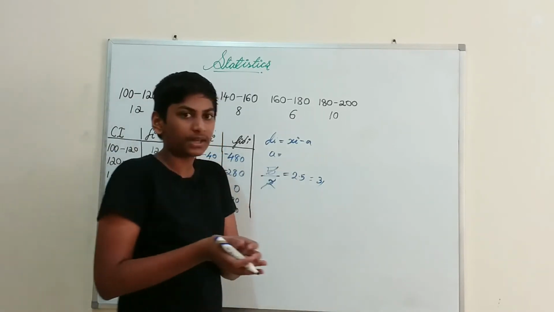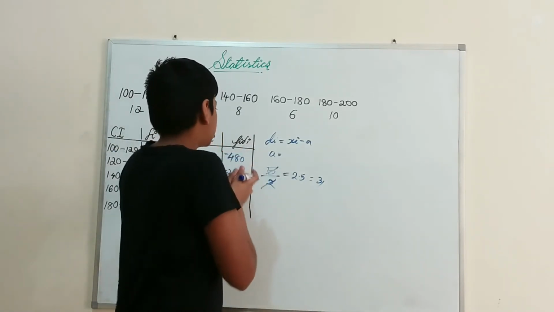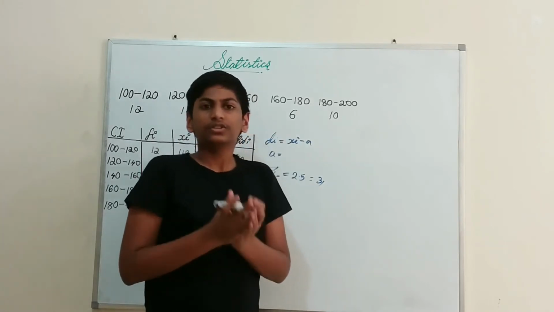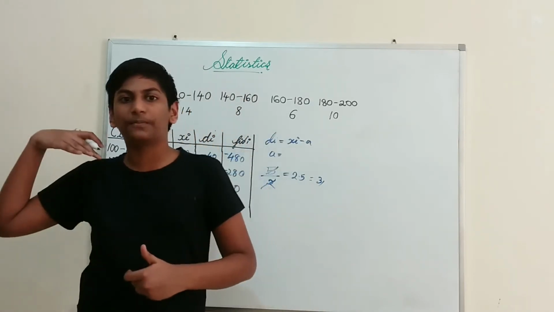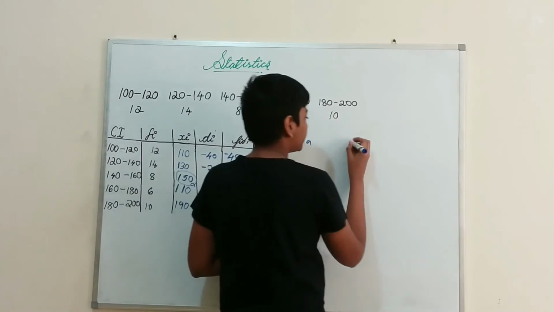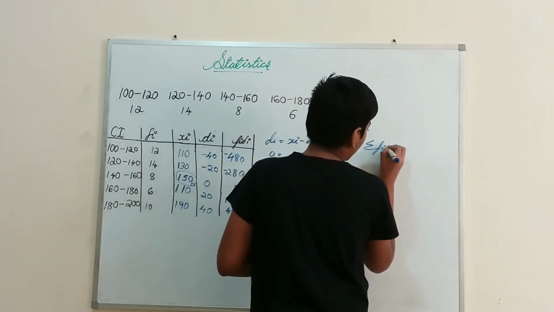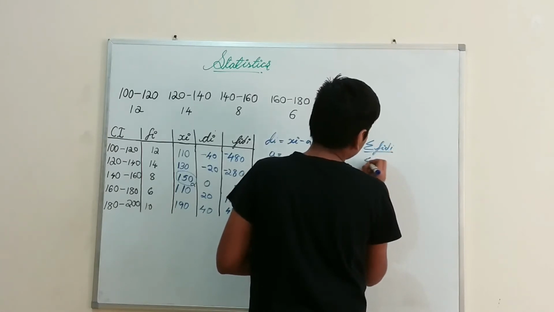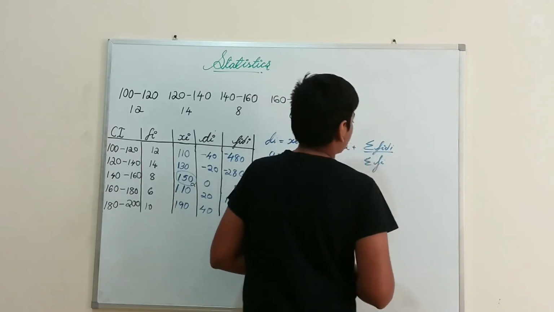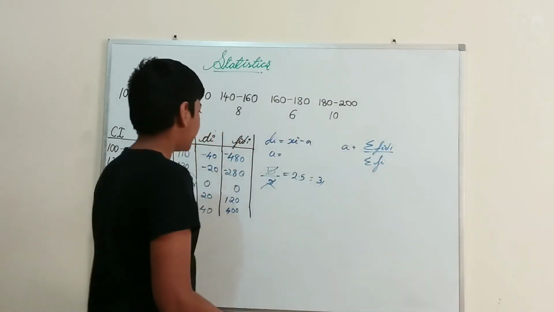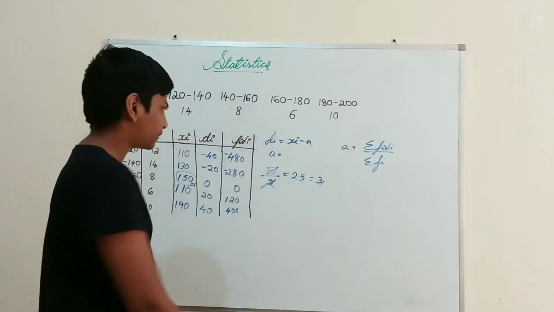So there should be a formula, right? To find this DA, a new thing is coming, so the formula will also be modified. The formula is A plus sigma of Fi di by sigma of Fi. This is our formula. Now what I need to do? Simply put the value.